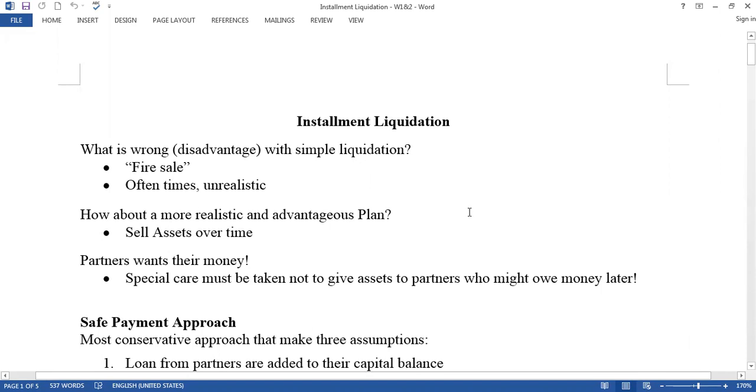So you remember last class we talked about the simple liquidation method, right? We completed the simple liquidation method. Now we are going to move on to another method called the installment method.